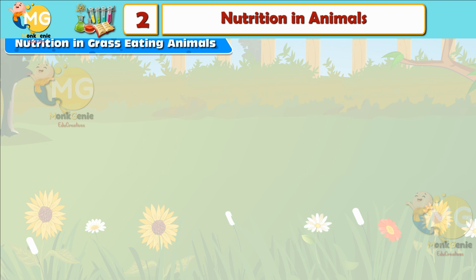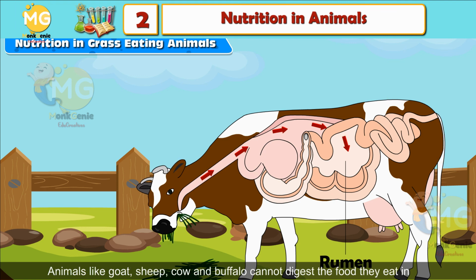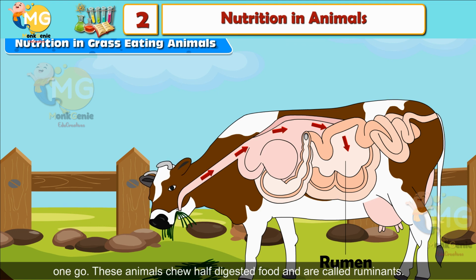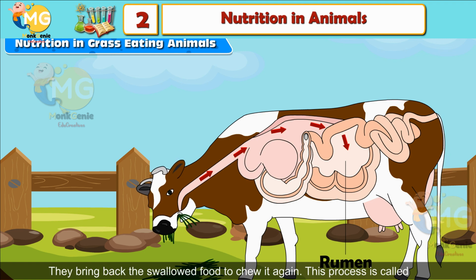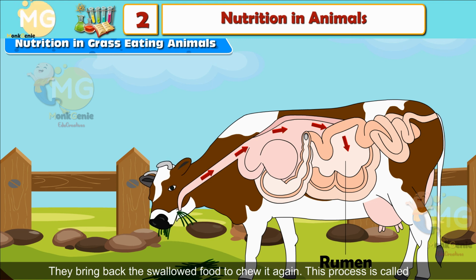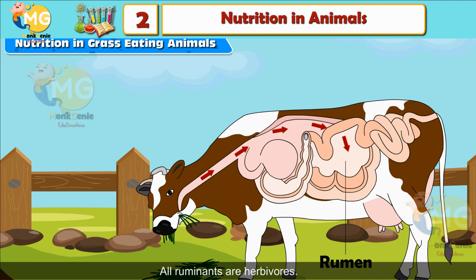Nutrition in grass-eating animals. Grass-eating animals have a very special way of digesting their food. Animals like goat, sheep, cow, and buffalo cannot digest the food they eat in one go. These animals chew half-digested food and are called ruminants. They bring back the swallowed food to chew it again. This process is called rumination, and the swallowed food is called cud. All ruminants are herbivores.